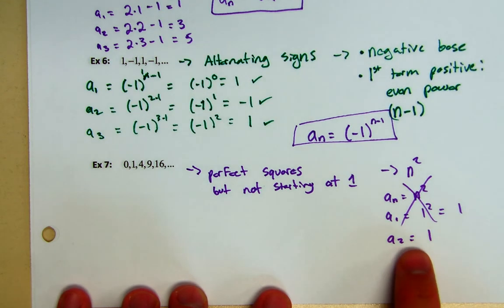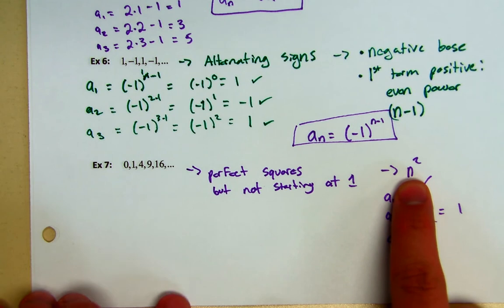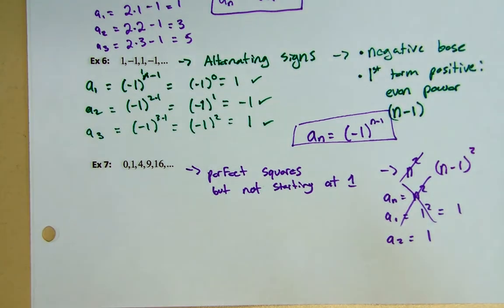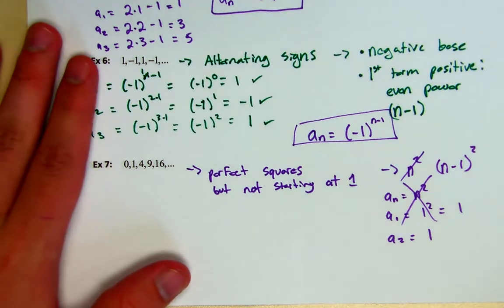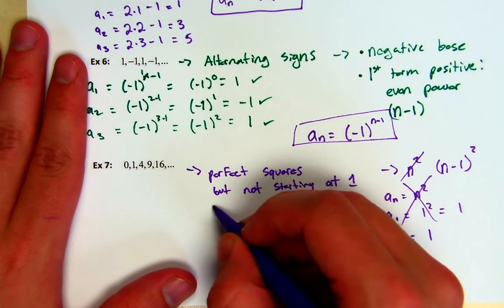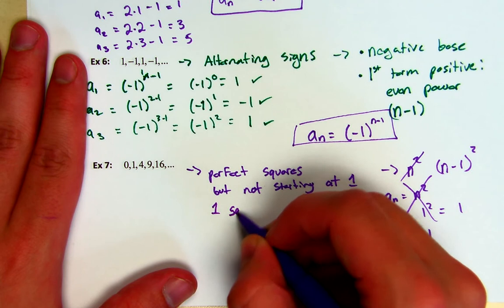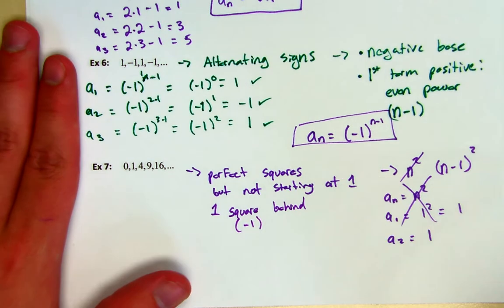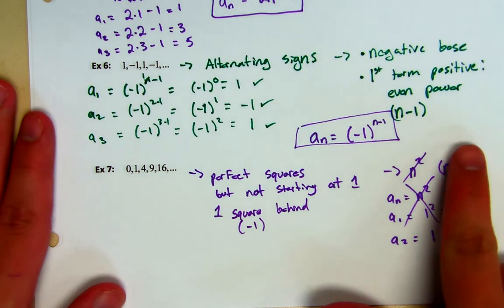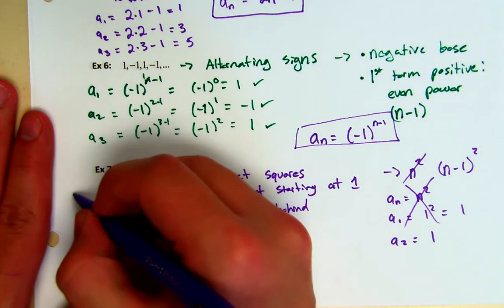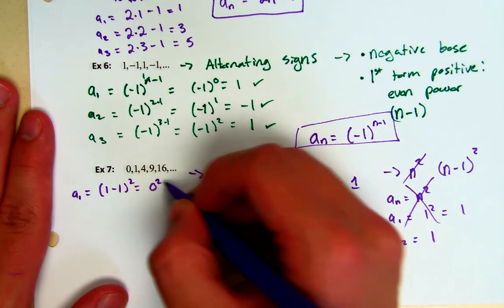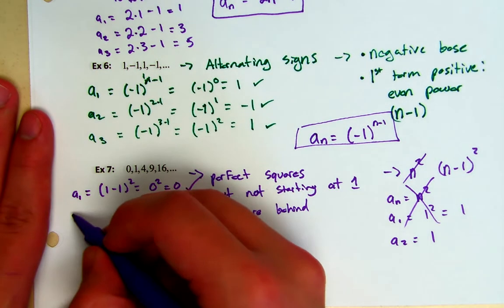If a_2 is 1, think about working backwards a little bit. We need to get 0. Well, what about, instead of n squared, n minus 1 squared? So we were 1 behind. But not starting at 1, we're 1 square behind. So think minus 1. So let's try n minus 1 squared. So a_1 equals 1 minus 1 squared, which is 0 squared. That's 0. That checks out.